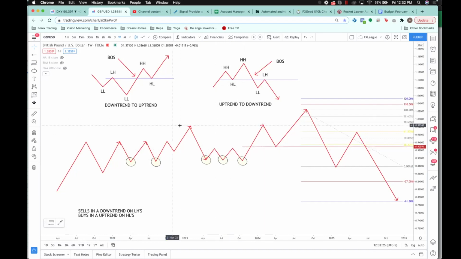We're not like, oh, it's going to break the resistance. No, until it confirms that it's broken and we're taking some sort of lower time frame entry above that resistance, we're not buying there. So we're trying to buy at the higher lows.